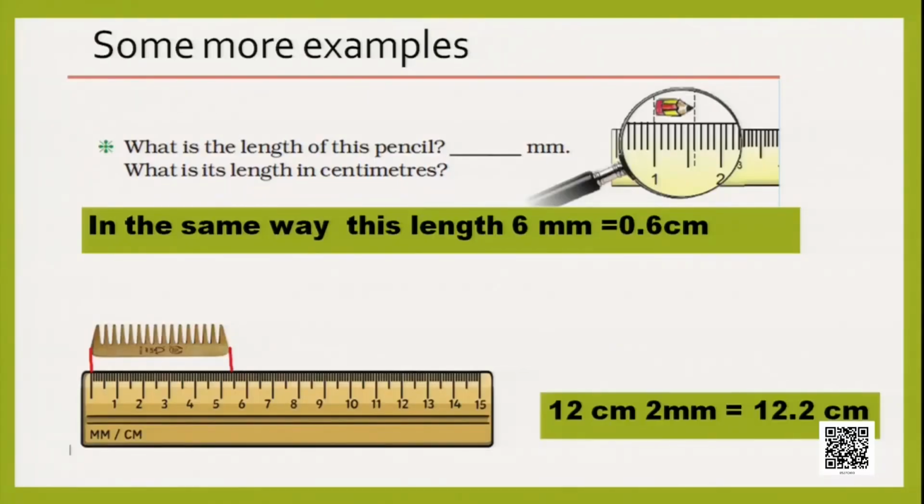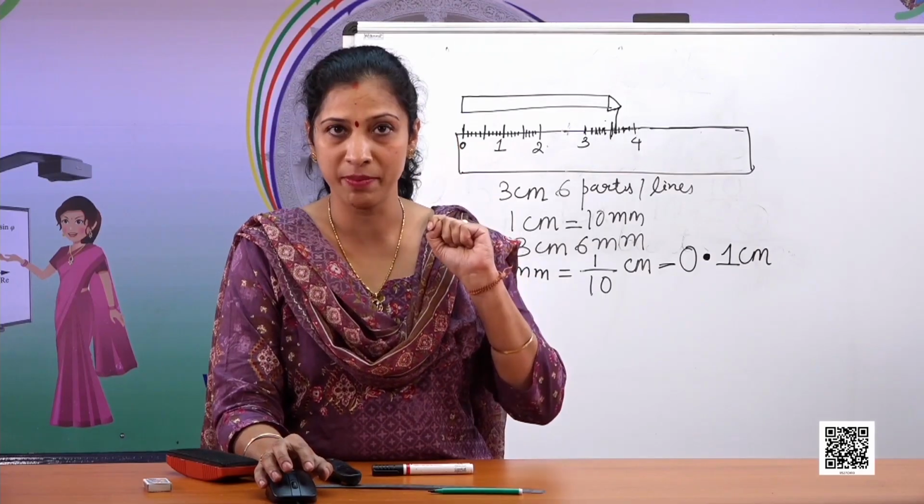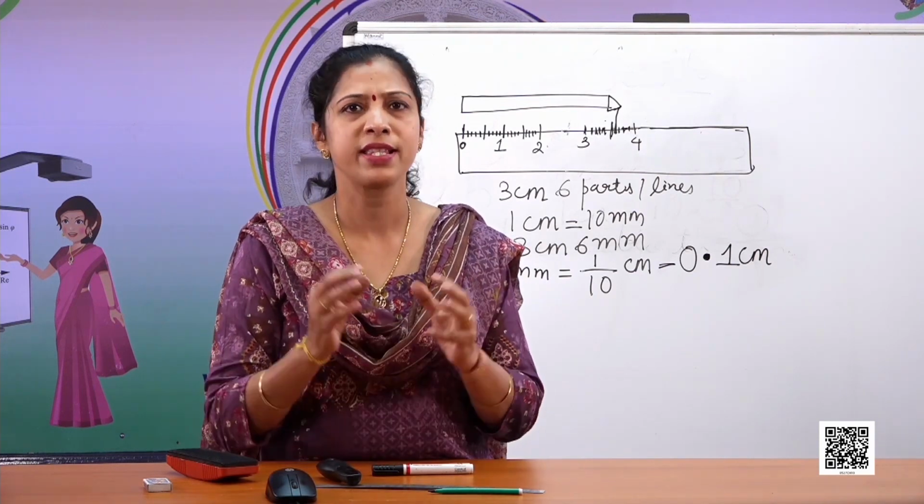Now what is the length of the given pencil? What is the length in centimeter? Now let's measure this pencil. This is a very small pencil. So let's measure it. It is covering 1 small line, 2 small lines, 3, 4, 5 small lines and 6 small lines. So 6 small lines between the centimeter is what? Just now I told you 1 small line is 1 millimeter. So 6 small lines means 6 millimeter.